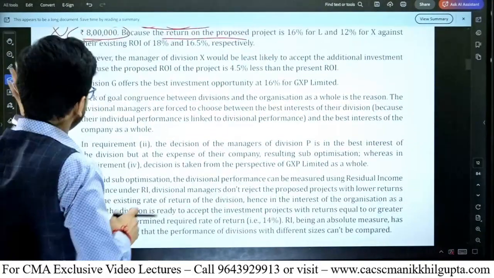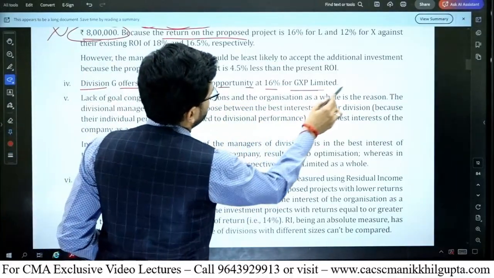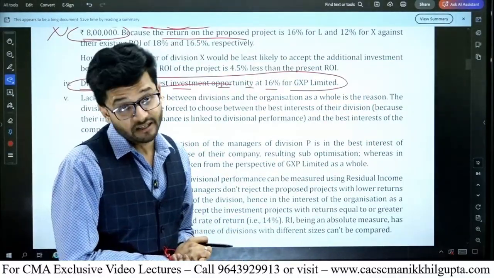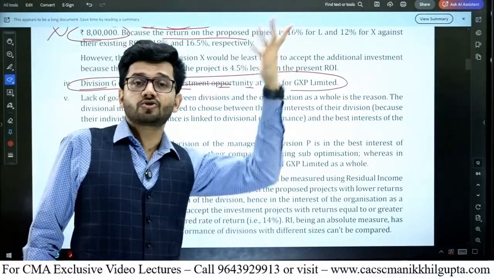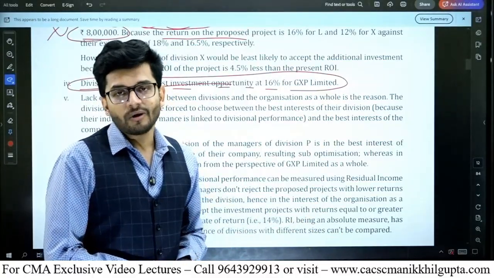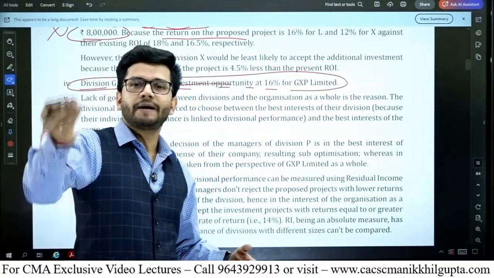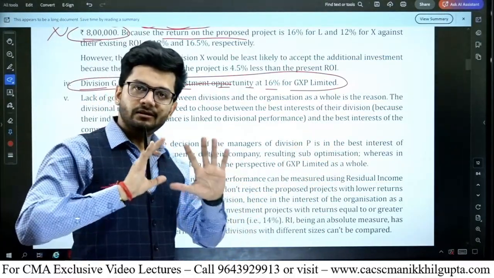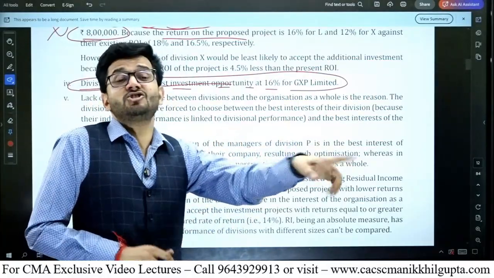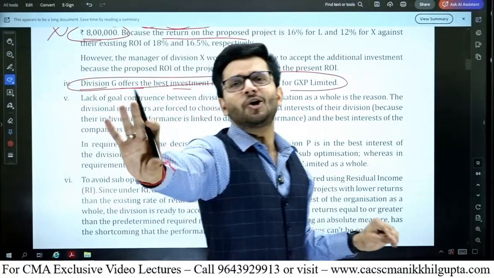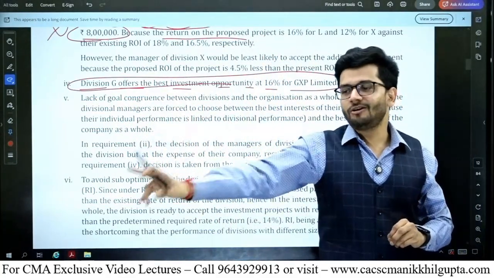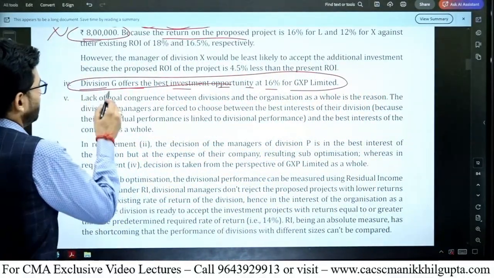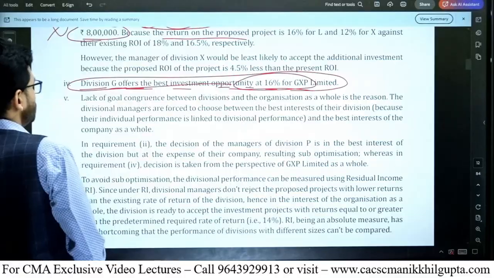Okay. Now, who will give the best investment opportunity for GXP as a whole? Who will give the best investment opportunity for these 8 lakhs? Who will give the best returns to the firm GXP based on the ROI? Of course, G. G has got the best expected return, which is 16%. The future return on 8 lakh rupees is most in the case of division G. Whether division G wants it or not is a different thing; division G will not want it. But the company as a whole will see not the benefit of division G, but the company as a whole, right? So for the company as a whole, the investment will be best for division G.